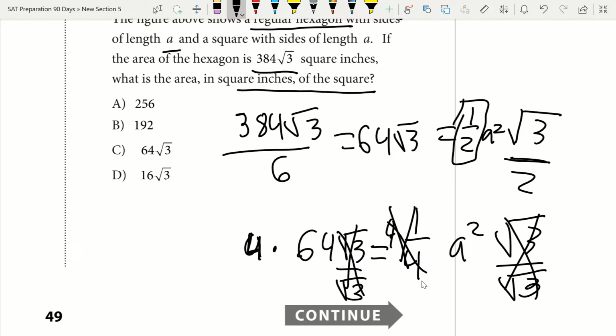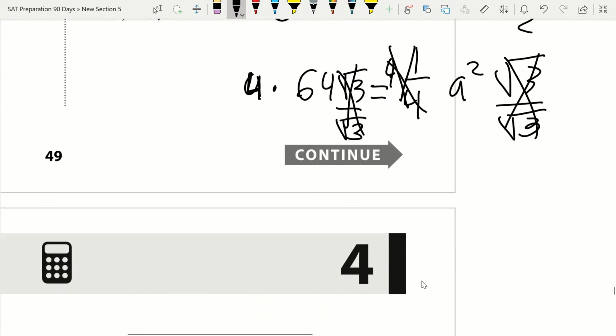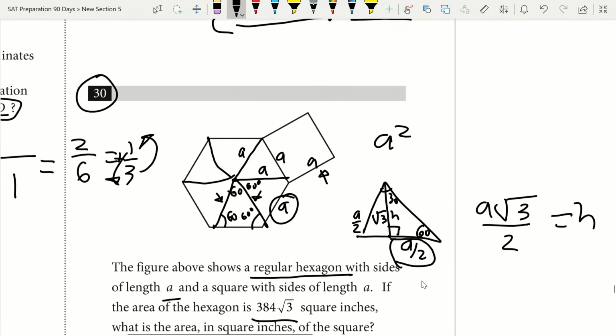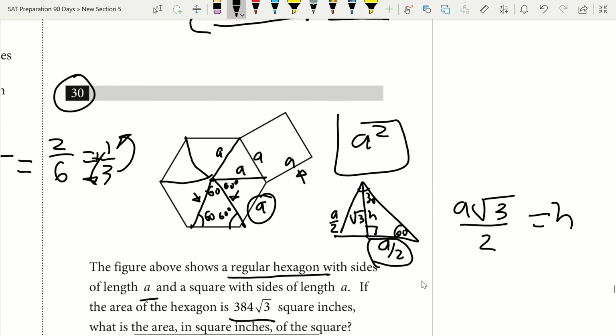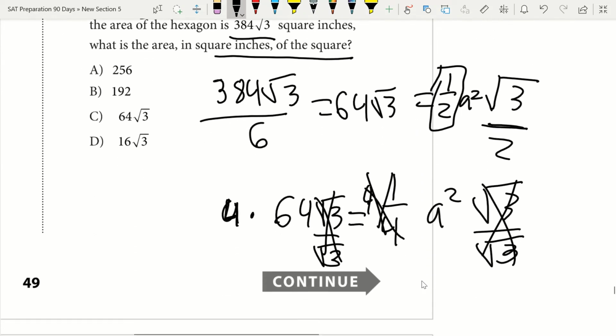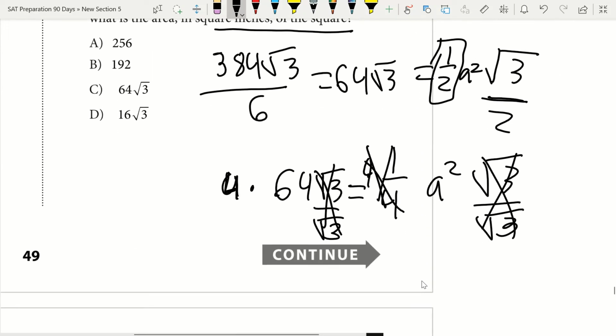Now, do I have to solve for a? Answer, no, I do not. Why? Because I'm asked for the area. I'm asked for the area of that square, which I know is a squared. So I don't even have to solve for a here. I just solve for a squared, which in this case is 4 times 64, which will give me 256. So my answer there is going to be answer choice A.